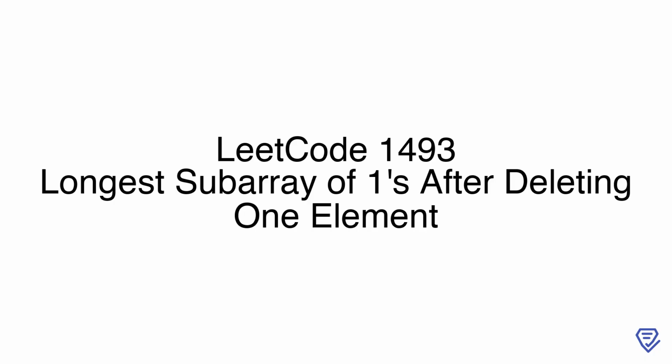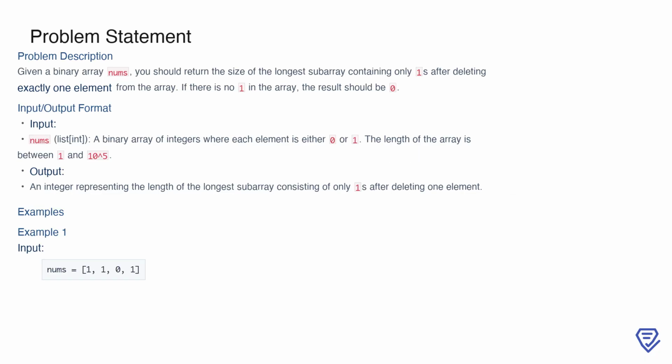Let's dive in. In this problem, we are given a binary array called nums, where each element is either a 0 or a 1. The task is to determine the size of the longest subarray consisting only of 1's after deleting exactly one element from the array. If the array contains no 1's at all, the output should simply be 0.